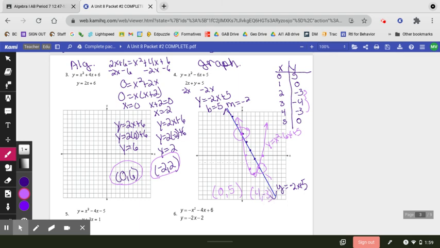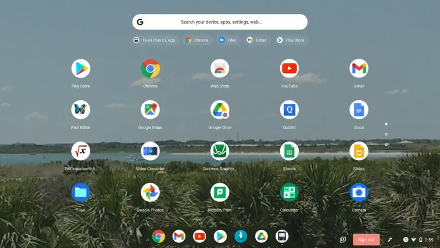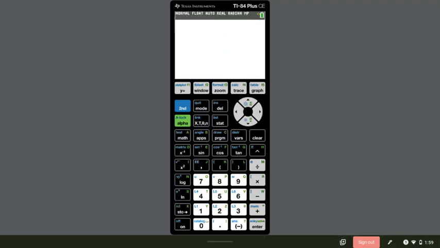I can use my calculator again to double check those two solutions. So I go here to my calculator. I go to y equals. I'm going to change my equations to be the ones I had there. So it's x squared minus 6x plus 5. And then -2x plus 5. I hit graph. That looks like what I had.